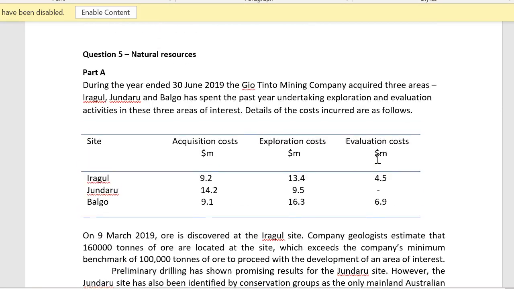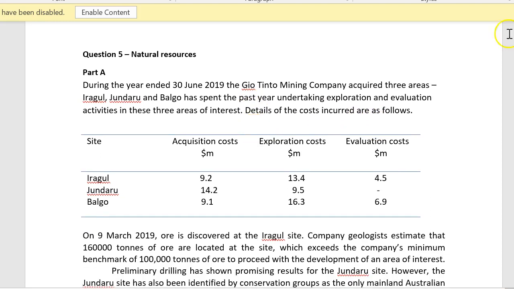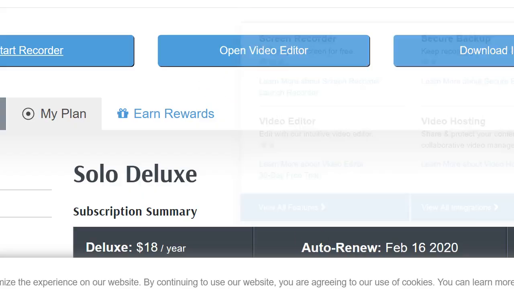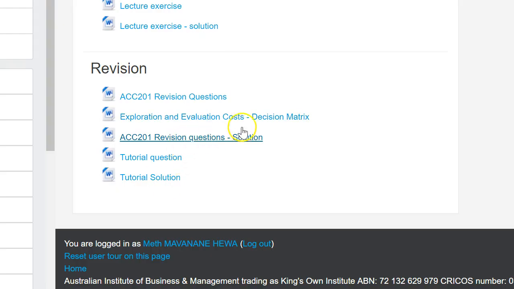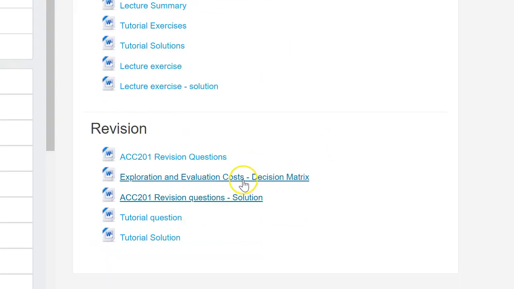Question number five: natural resources. So, guys, for this question, I suggest you hold on. Use this decision matrix under revision week 12 revision. Make sure to use this. Very, very important. Okay, so you can download this decision matrix.